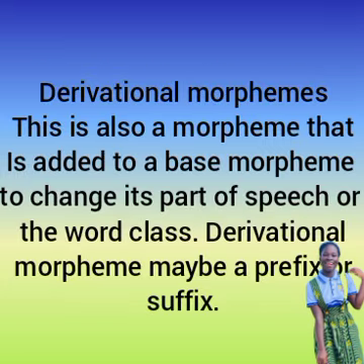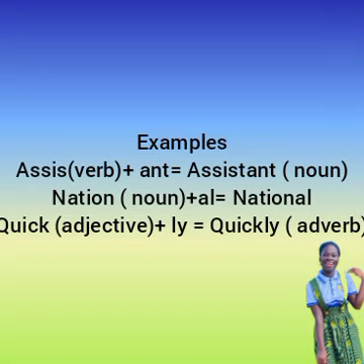Derivational morphemes. This is also a morpheme that is added to a base morpheme to change its part of speech or the word class. Derivational morpheme may be a prefix or a suffix. Examples. Let's take the word assist. Assist here is a verb. When we add ant, it becomes assistant. So the assistant here is a noun.